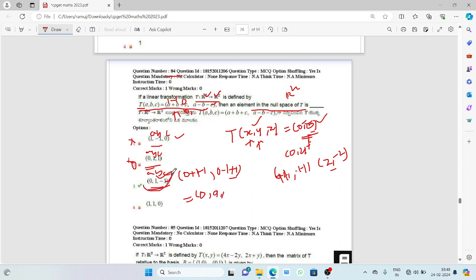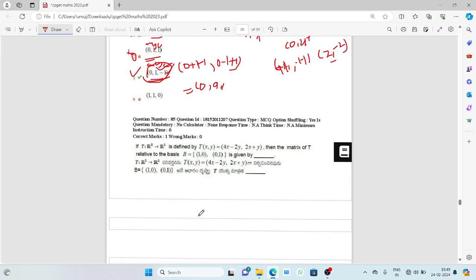Then we can say that this 0, 1, minus 1 is an element in the null space of A transpose. So we can directly say that by using the short trick, this is one method. Even if he is asking the rank or null space, if it is rank, it should produce the whole space, so there are no negative terms present here. By using this simple trick we can say it directly. So the third option is the correct one for this question.